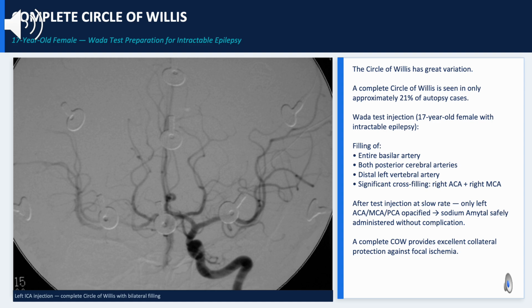The clinical utility shown here is direct. The test injection at slow rate filled only the left hemisphere, confirming that the right hemisphere would be safely isolated during sodium amytal injection. A complete circle of Willis provides the most robust protection against focal ischemia in any territory, but does not eliminate the risk from ECA embolization procedures which operate upstream of the circle. Always assess the circle of Willis status before carotid territory interventions. It determines the collateral reserve available if ICA flow is temporarily reduced.